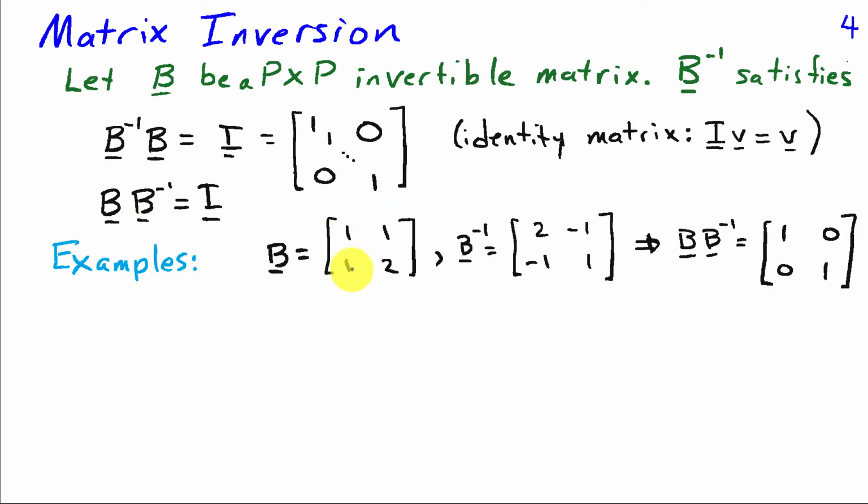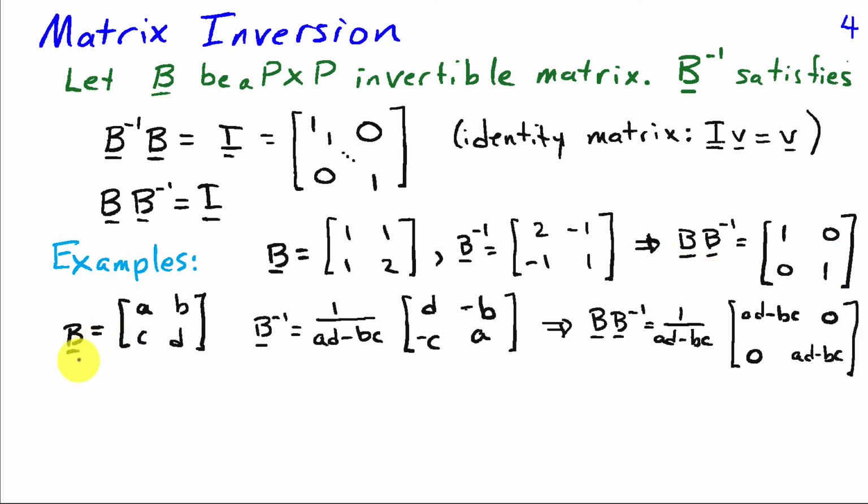So let's take a couple simple examples. If B is this 2 by 2 matrix with rows 1, 1 and 1, 2, then B inverse has rows 2, minus 1 and minus 1, 1, and you can check this out. If I multiply B times B inverse, I've got 1 times 2 plus 1 times minus 1. Well, that'll give me 1, which is what I have here. Then 1 times minus 1 plus 1 times 1 gives me 0. 1 times 2 plus 2 times minus 1 gives me 0. And 1 times minus 1 plus 2 times 1 gives me 1. So this satisfies that condition.